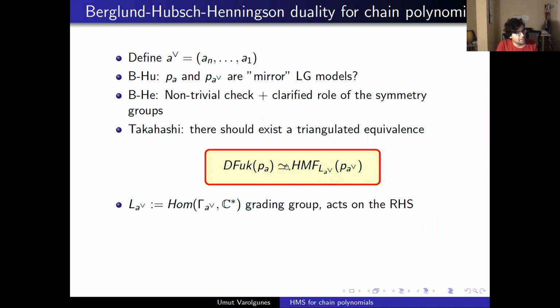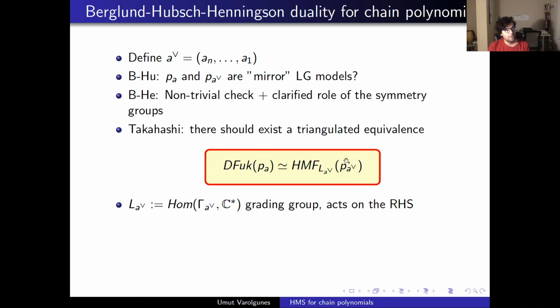Okay, so this is the A side, and the category on the right-hand side is the stable homotopy category of matrix factorizations. I have no chance of explaining this in three sentences, but you have this polynomial obtained by the dual tuple, and you're looking at chain complexes which are Z mod 2 periodic, but they're not actually chain complexes. The differential squares to this element.